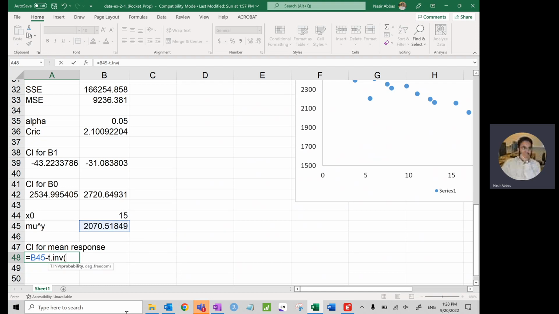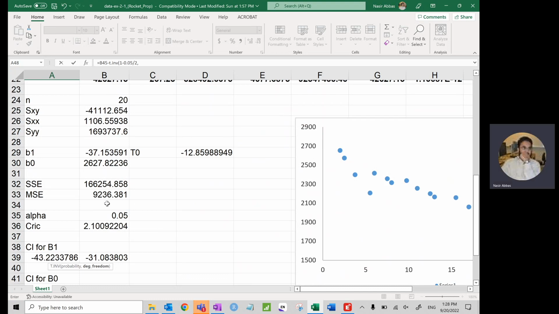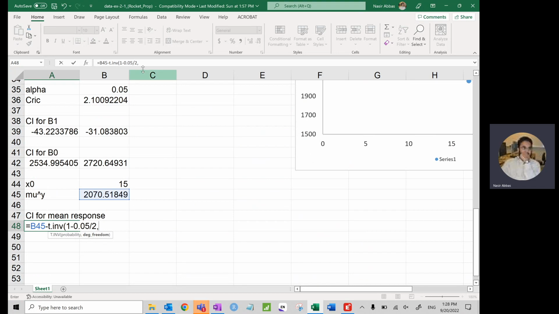inverse. And throughout the course, we will talk about two-sided confidence interval. So whenever I create the confidence interval, it will be a two-sided. So always I will divide alpha by 2. I can use, no problem, because it's the same degrees of freedom. Did I calculate? I didn't, yeah, 2.1009 I can use.